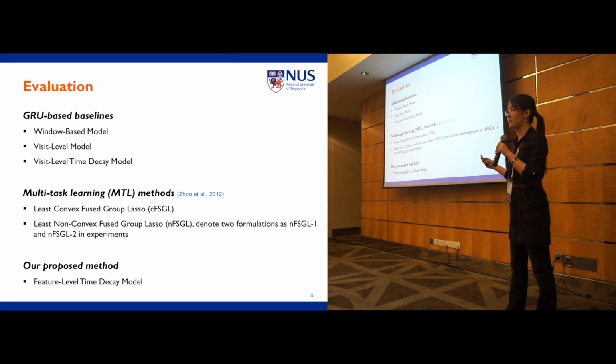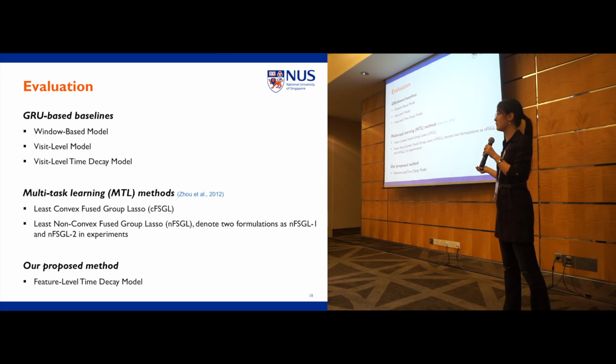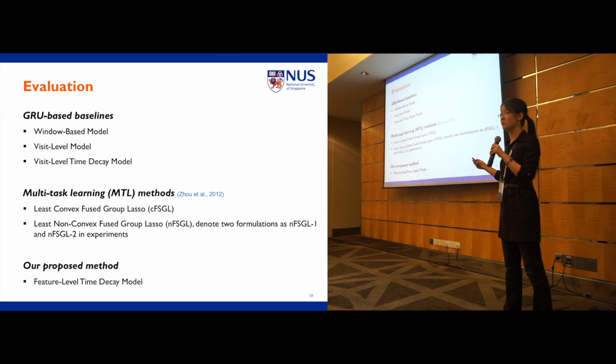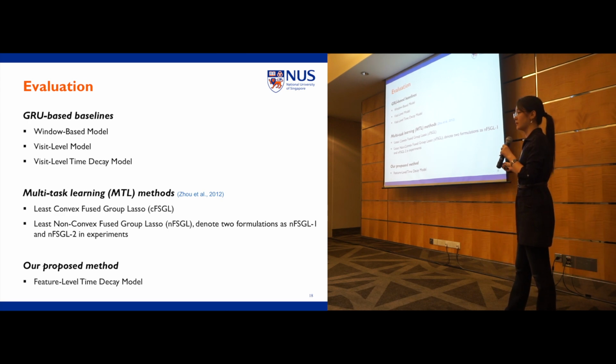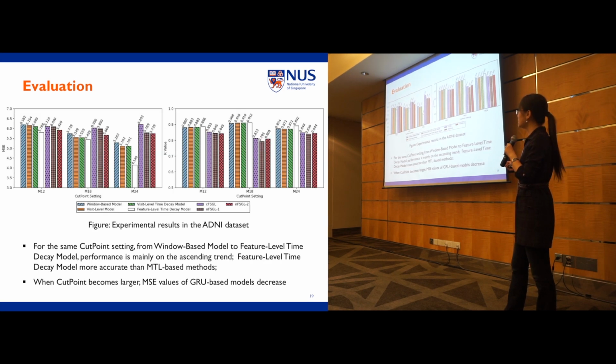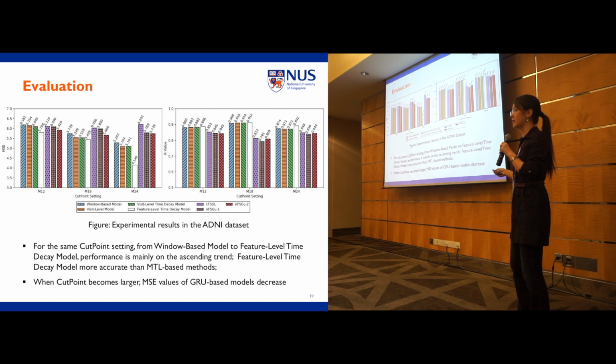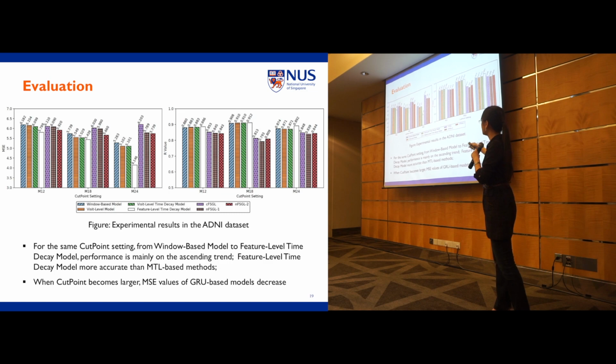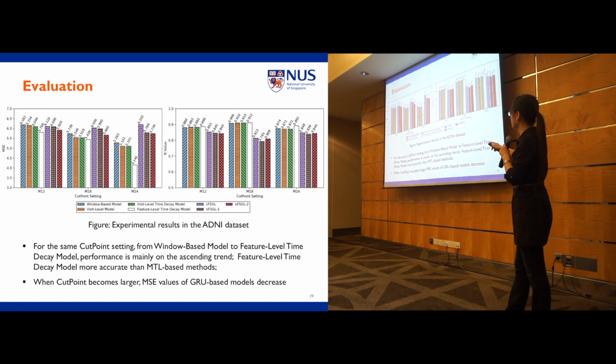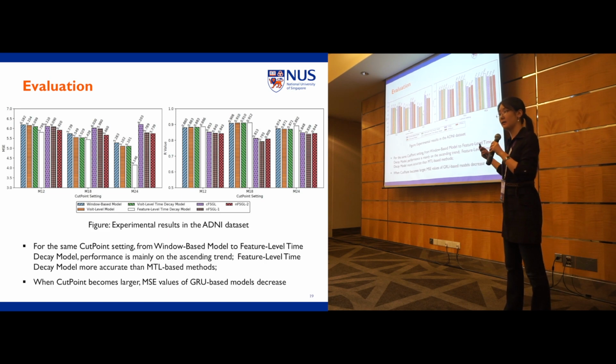And we also choose some multitask learning methods for comparison, including the least convex fused group lasso and two formulations of the least non-convex fused group lasso. Okay, so this is our experimental results in the public ADNI dataset. We can find that for the same cut point setting, from the window-based model to our proposed feature level time decay model, the performance is mainly on the ascending trend, which proves that capturing the feature level irregularity can contribute to the performance of disease progression modeling.